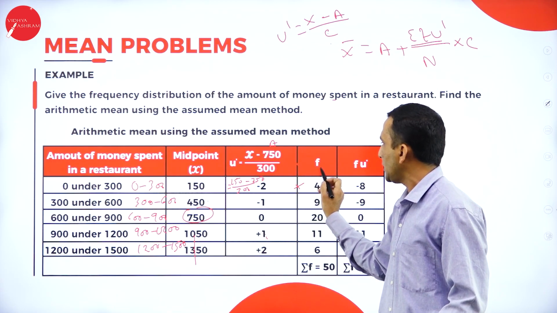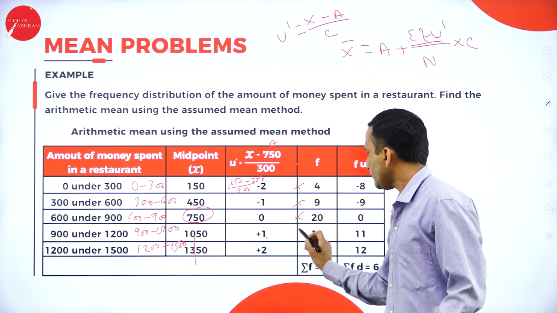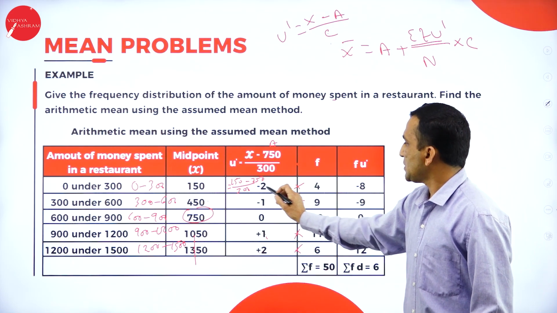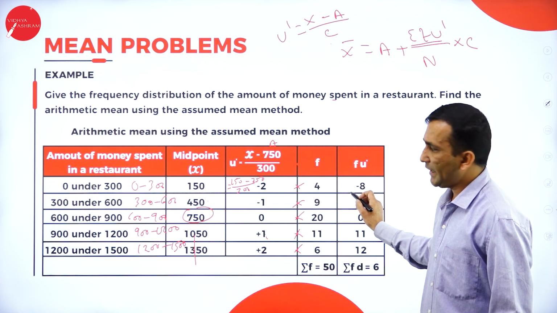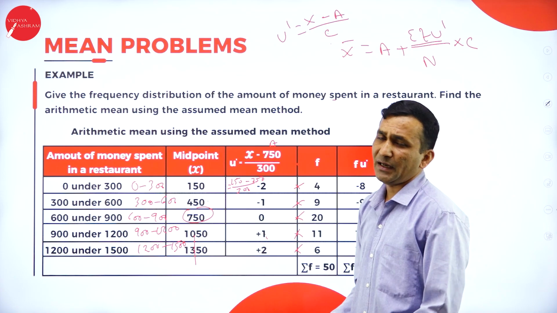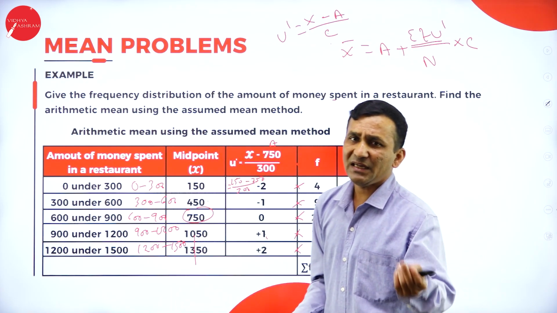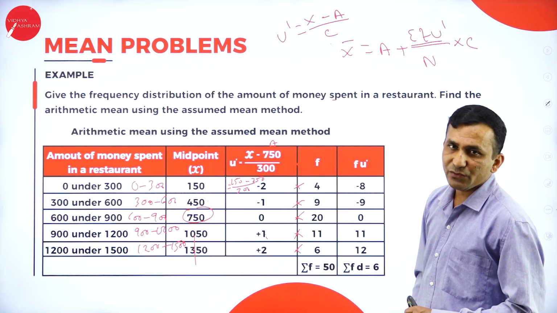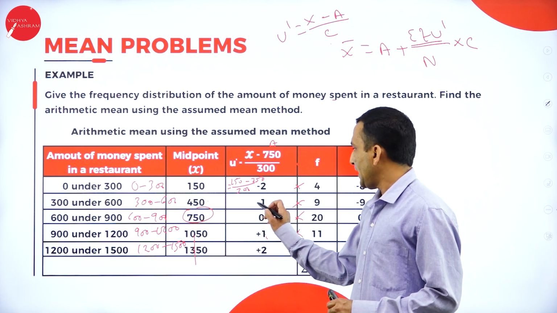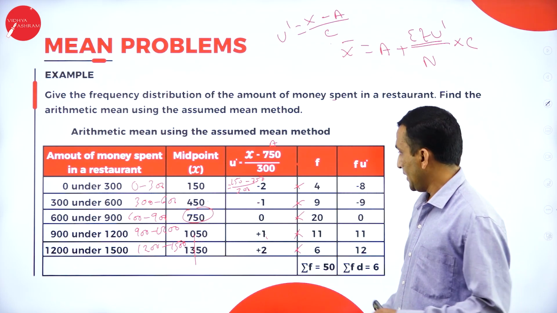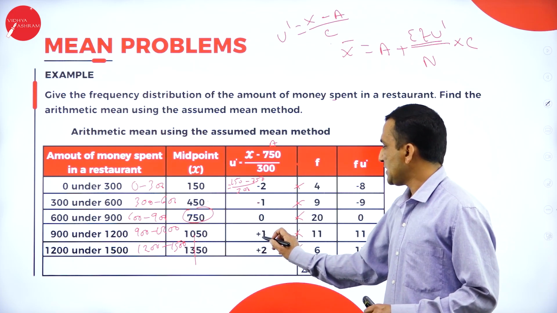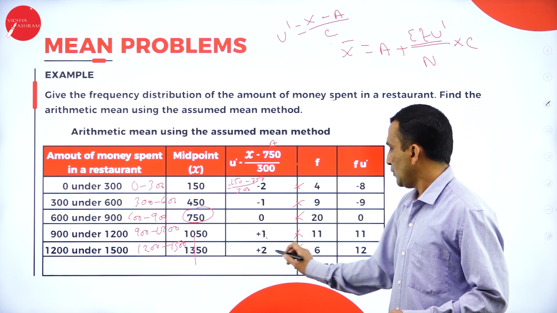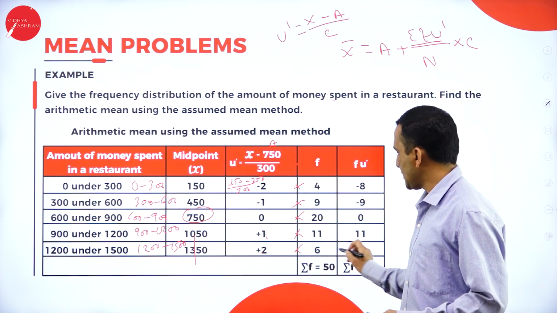If you multiply u dash into frequency, finally we are able to get the fu dash. So minus 2 into 4 is minus 8, because the sign is important: minus into plus, or minus into minus into plus, if you multiply you are getting a minus sign only. The sign is very important here. Minus 1 into 9, you are getting minus 9; 0 into 20; plus into plus, 1 into 11; plus 2 into 2 into 6, 12.